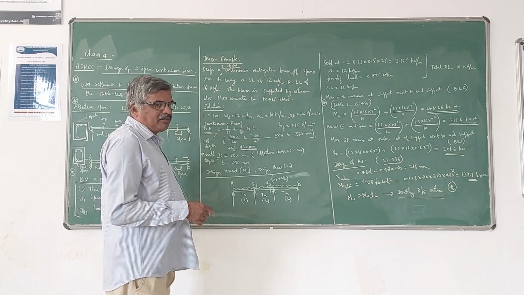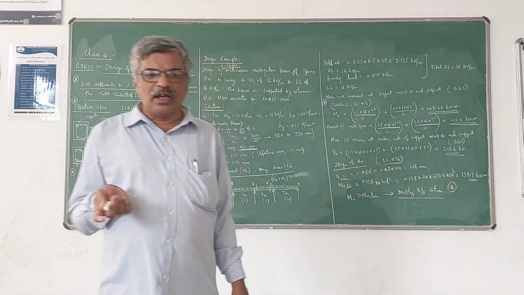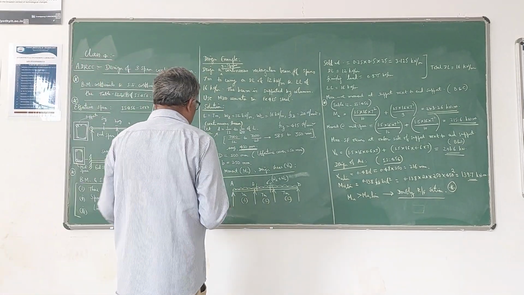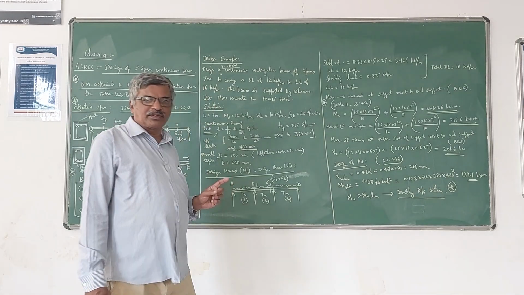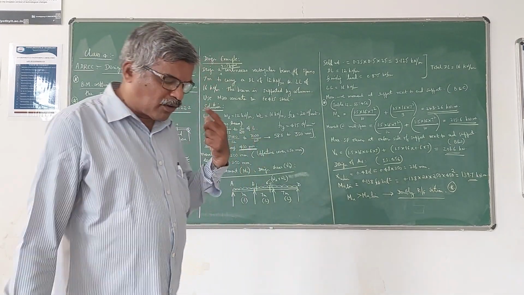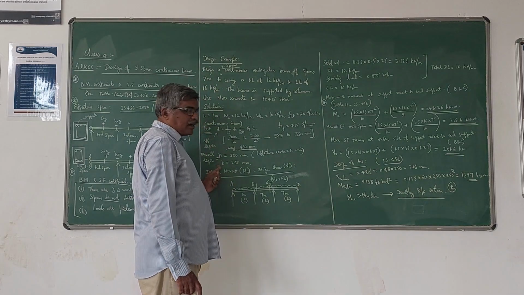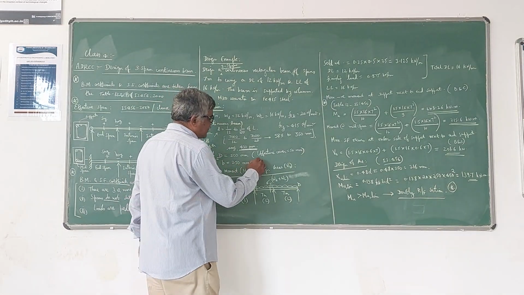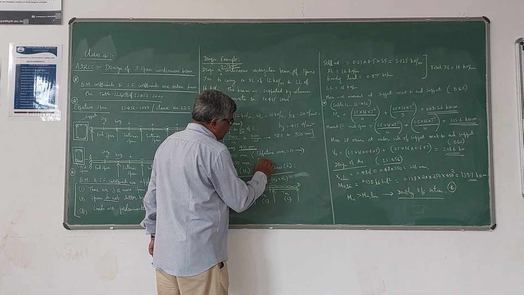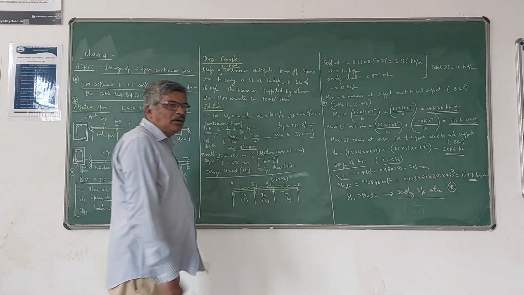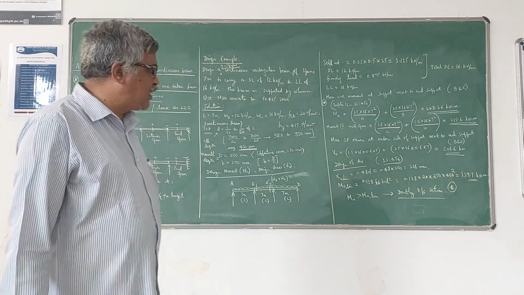Now normally the width can be assumed half of the overall depth. So you can take 250 mm. So normally the width is kept 1.5 to 2 times less than the overall depth. So in this case I have taken B as D by 2. So this is a thumb rule. So using the thumb rule, you can get the cross-sectional dimensions of the beam.